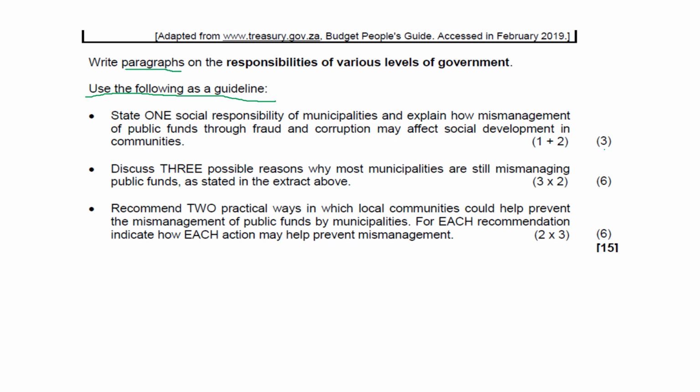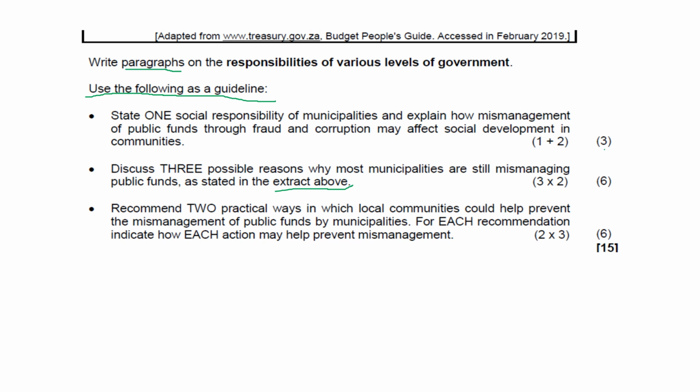Discuss 3 possible reasons why most municipalities are still mismanaging public funds, as stated in the extract below. Now here the answer is based on the extract below, like they are saying. It is stated in the extract below. Let's look at question 1 and compare it with question 2 and see if they are both talking about the extract.